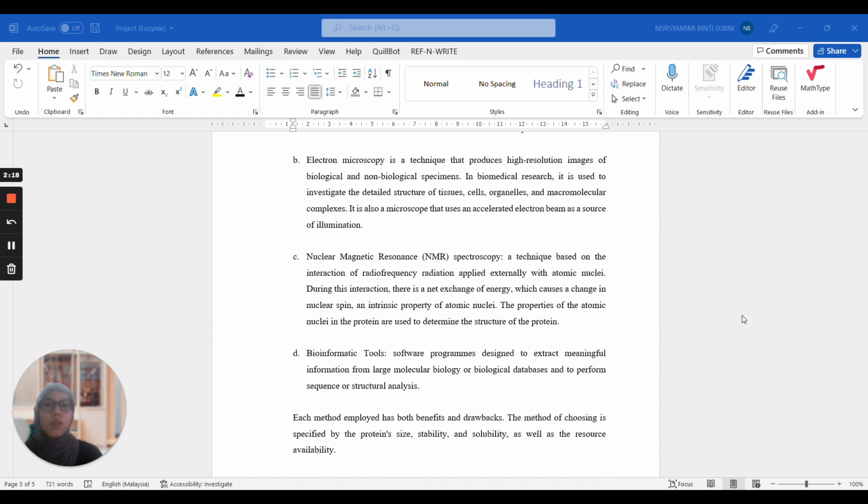The last is bioinformatic tools, where we as bioinformatics students can create software programs to extract meaningful information from large molecular biology or biological databases and to perform sequence or structure analysis. But each method has both benefits and drawbacks. The method of choice is determined by the protein size, stability, and solubility, as well as resource availability.